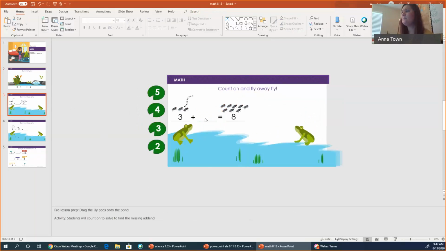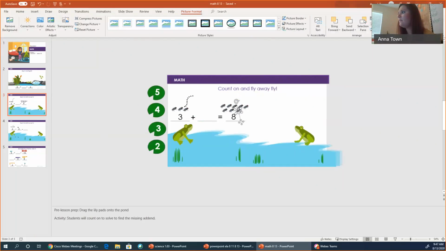3 plus blank equals 8. Another missing add-in. 8 is the total, so whatever number goes here cannot be bigger than 8. 3 plus blank equals 8. I know I already have 3 flies out of 8, so I'm going to remove 3 of them so that I can see how many I am left with.